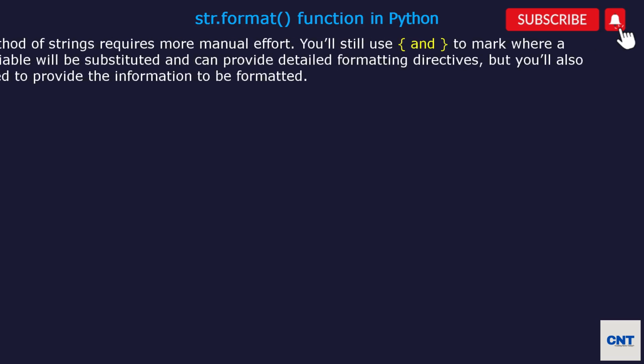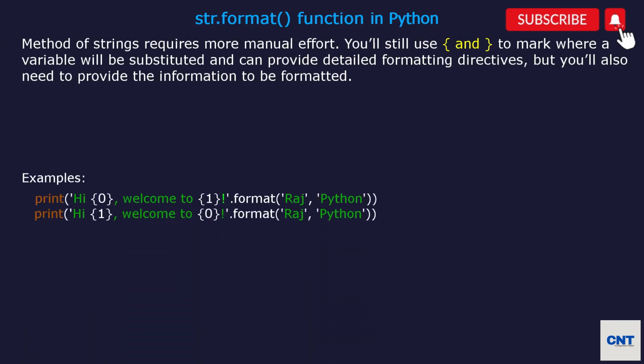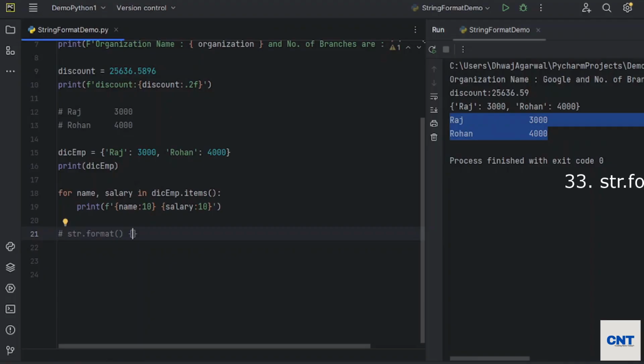Let's see what the str.format function in Python is. It's a method of strings that requires more manual effort. You will use curly braces to mark where a variable will be substituted, and you can provide detailed formatting directives. But you will also need to provide the information to be formatted. So how will it work?